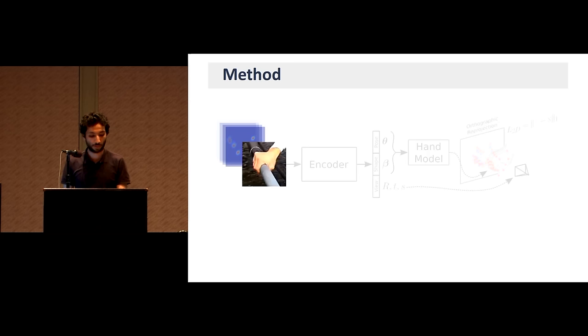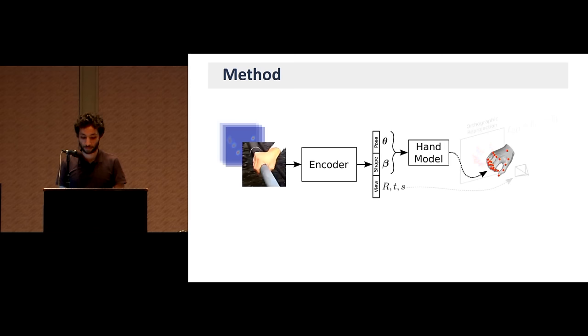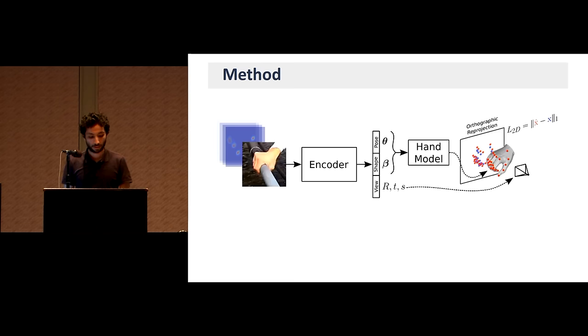So this is our method. The pipeline takes as input a hand image and optionally 2D joint heat maps from an independent CNN. A deep convolutional encoder then generates the hand shape and pose parameters and the view parameters. The hand parameters are fed to the hand model that generates the triangulated 3D mesh and its underlying 3D skeleton. The latter are reprojected into the image domain using a weak perspective camera model controlled by the view parameters.